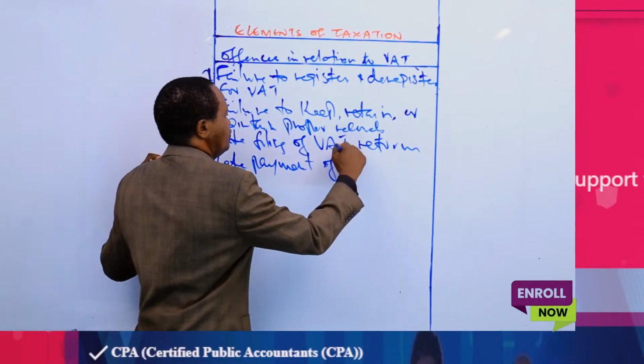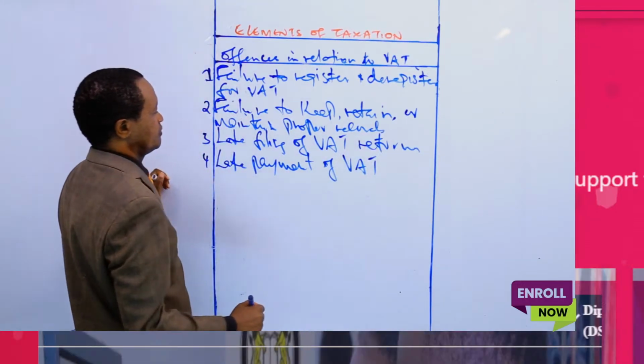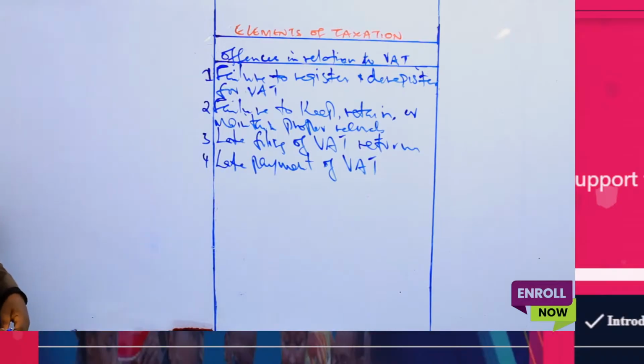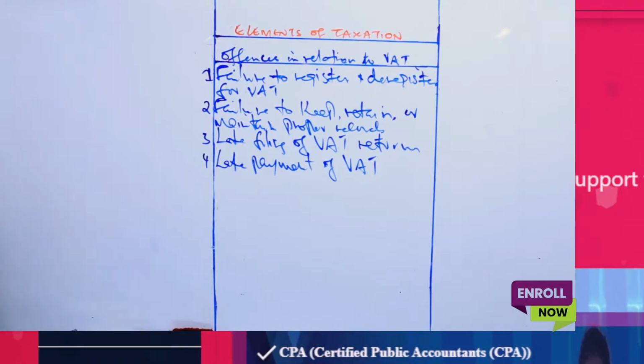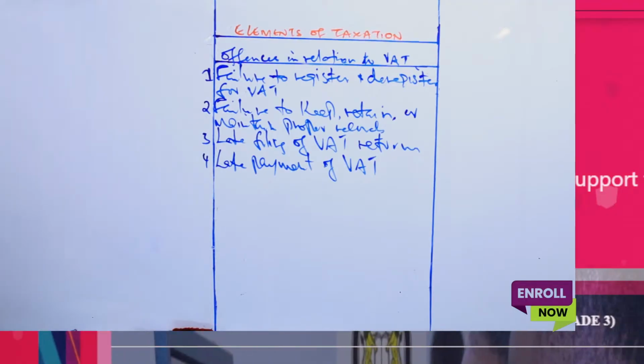Payment of VAT. Late payment of VAT constitutes an offense, and the offense is failing to remit the VAT due to Kenya Revenue Authority by the 20th of the following month. What is the penalty? The penalty is 5% of the amount due.